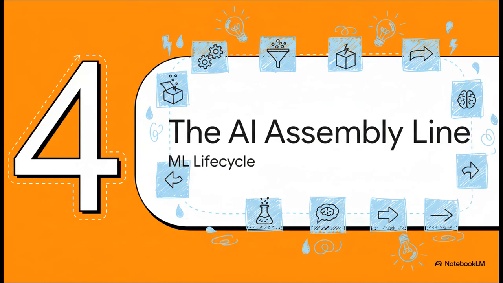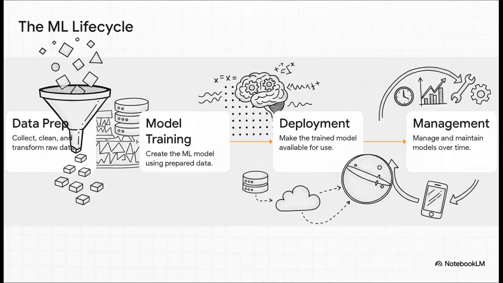Okay, so we've got the concepts down, we've got the fuel, so how do we actually build one of these models? Well, it's not some single magic moment. It's actually a process, kind of like an assembly line, and it's called the machine learning lifecycle. This whole process really boils down to 4 key stages. First up is data prep. That's all about gathering and cleaning your information.